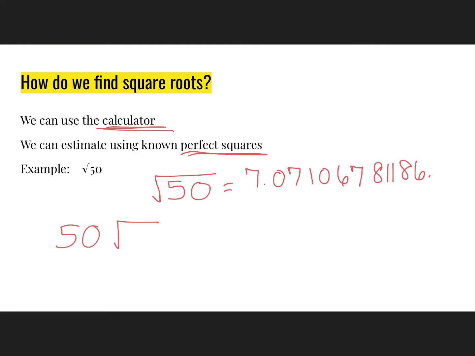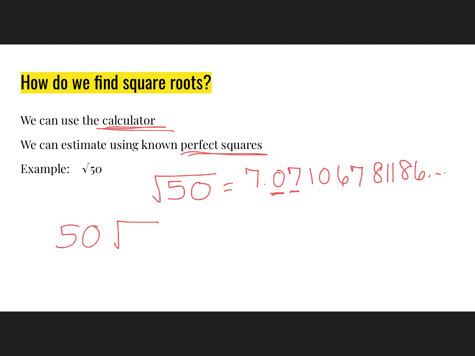So this is an irrational number. But the calculator doesn't give you the dots. It just sort of stops because it doesn't have any more space to display. Usually you'll be told to either round to the nearest tenths place, which is right there, that 1 digit past the decimal, or sometimes the nearest hundredths place, that 2 digits past the decimal.